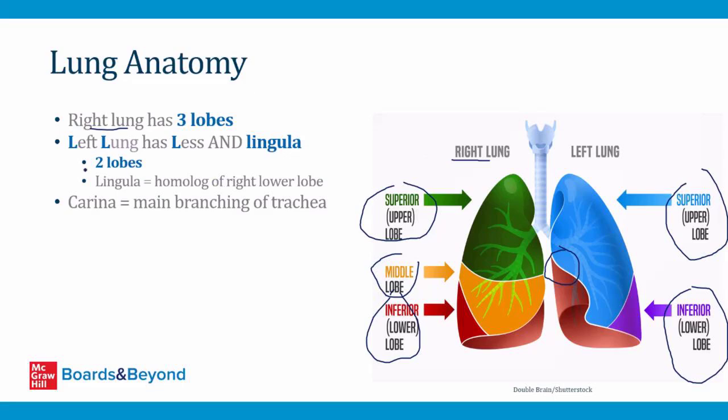And so if you want a handy mnemonic to remember the lobes of the lung, what a lot of people use is: the left lung has less lobes and a lingula. And that's to remind you that the left lung has 2 lobes.